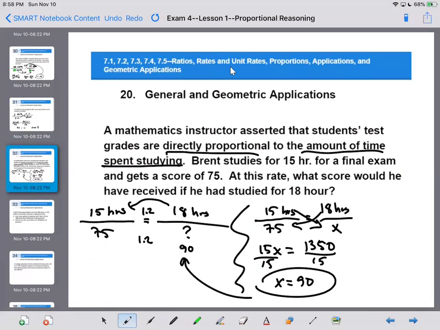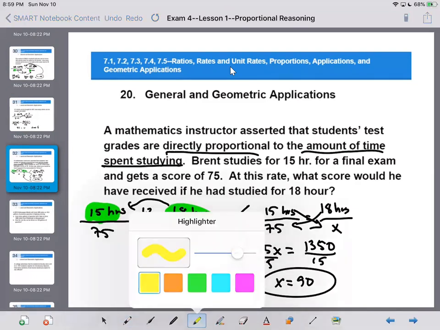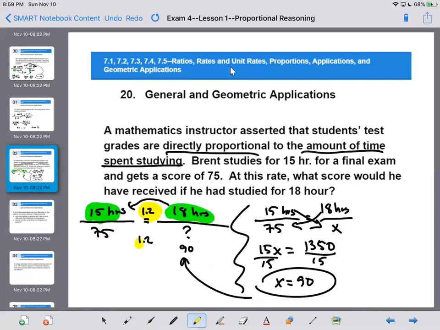So again, a couple different ways to do that. You're welcome to use the cross products. You can also use the division, like I said here. 18 divided by 15 gave me 1 2/10. Well, I just used 1 2/10 to multiply by 75 to get 90.